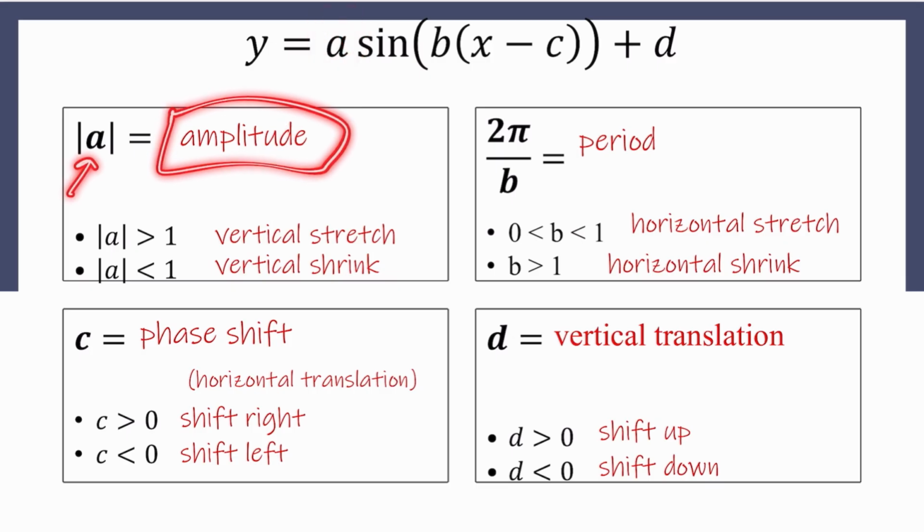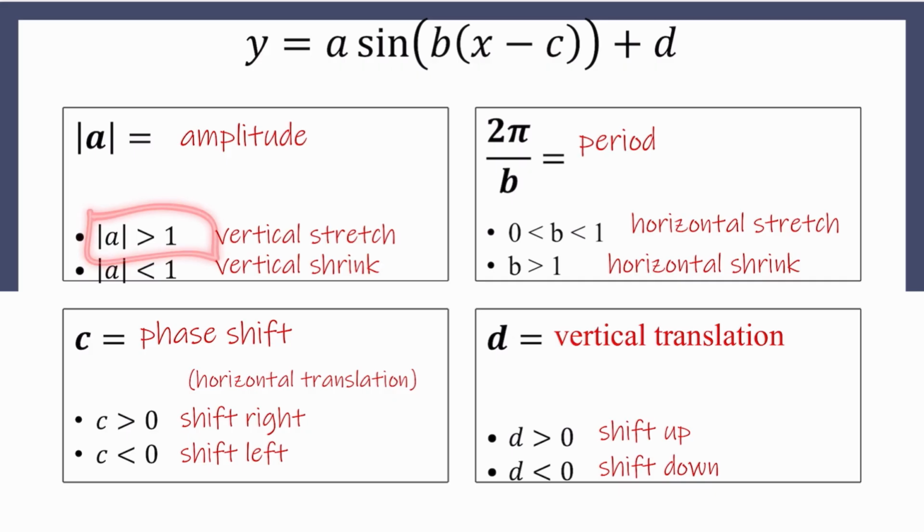And technically, it's the absolute value of it, because if this was negative, then it's going to reflect in the x-axis. And then we can say that if the absolute value of a is greater than 1, that's going to be a vertical stretch. And if the absolute value of a is less than 1, it's a vertical shrink.